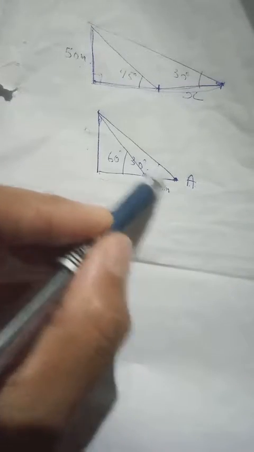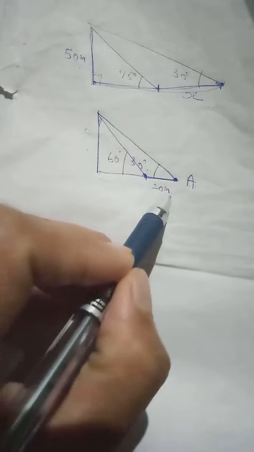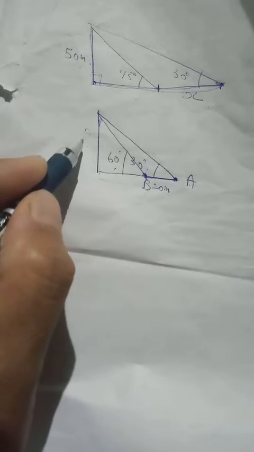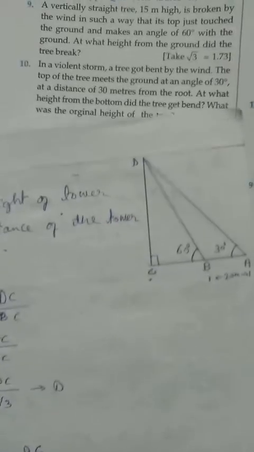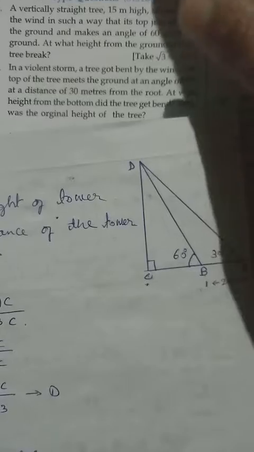Okay, we have a tower. Then at some distance from the tower, we have point A. From point A, we look up, the angle is 30. Then when we move 20 meters nearer to the tower, we have another point B. When we look up there to the same point, the angle is 60. So we have to find the height of the tower and the distance of A from the tower. So let's do it. After drawing it properly, here we have the relation of perpendicular and base, so we can use tan only.